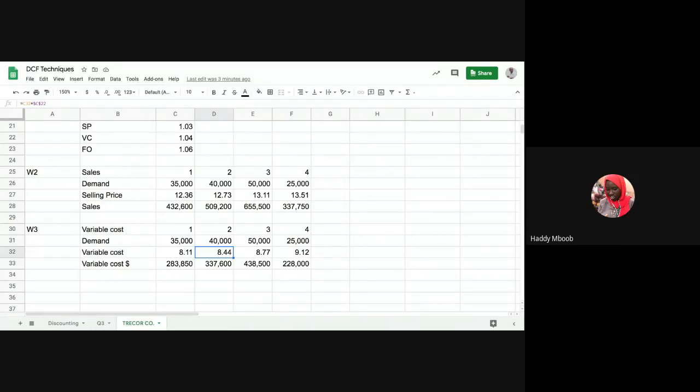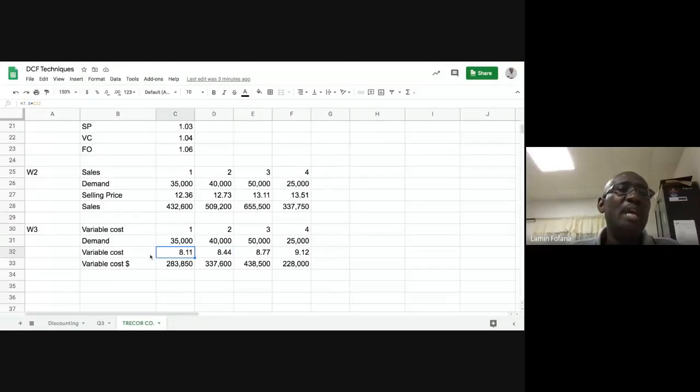Good. Mr. Fofana. Yes. I'm only confused with year 1 variable cost, the 8.11. The way we got it is, we've been given in the question that the variable cost at year 0, now, is 7.8. So if the variable cost at the market now is 7.8, what about in year 1? In year 1, it's going to increase by 4%. So that's why you take 7.8 multiplied by 1.04.